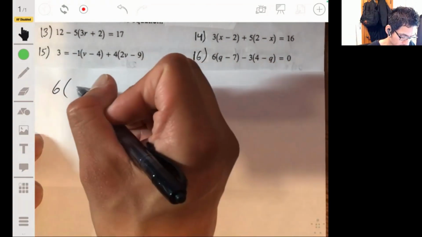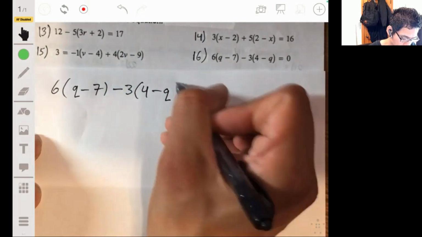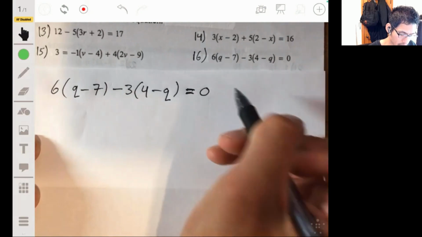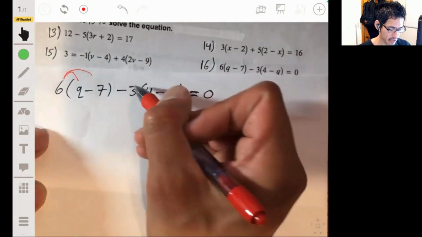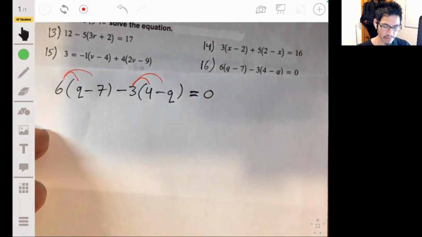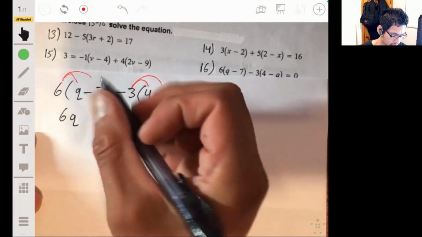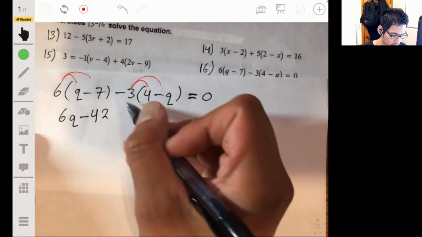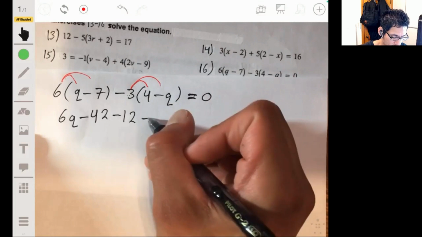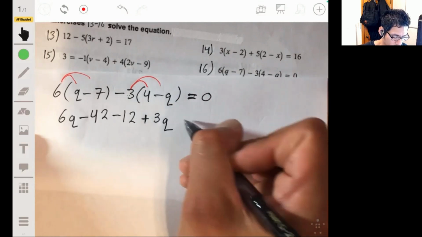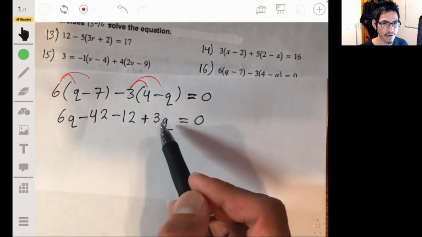6 times q minus 7 minus 3 times 4 minus q equals 0. Make sure you distribute the 6 to the q and the minus 7, negative 3 to the 4 and the minus q. So 6q, 6 times negative 7 is minus 42, minus 12, negative 3 times 4, negative 3 times negative q is plus 3q. That's a common mistake. Make sure you change the sign here.